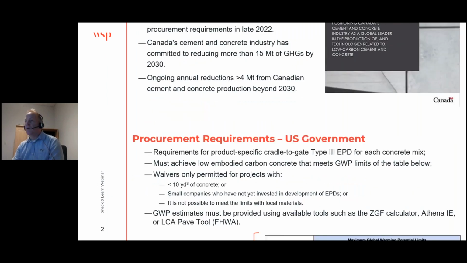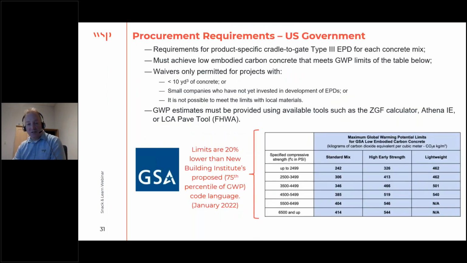Same thing for the US government: the General Services Administration has implemented requirements for the use of low carbon concrete as well. And the limits for the global warming potential must be less than 20% of the New Buildings Institute's proposed 75th percentile. So there's more information that can be found in either of these two documents, but that's really where it's being driven right now, by the federal governments, at least in the United States and Canada, insisting that federal money used for procurement of concrete actually procure low carbon concrete.